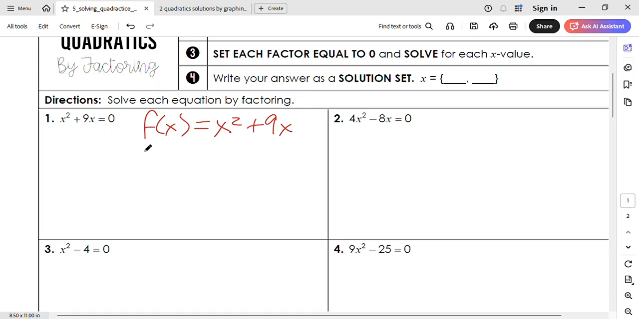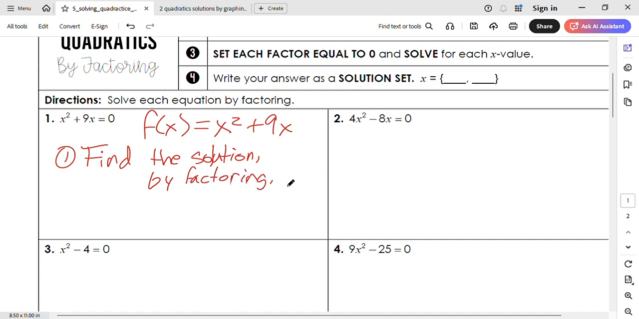All right. So f of x equals x squared plus 9x. Okay? And then the instructions would say, find the solution, if I can spell, by factoring. Totally different instructions. And if I see no work here, I don't care if you can plug this in your calculator. You'll get no credit.